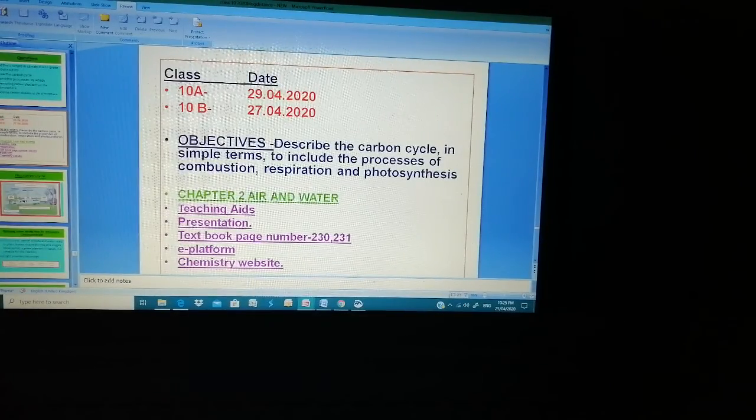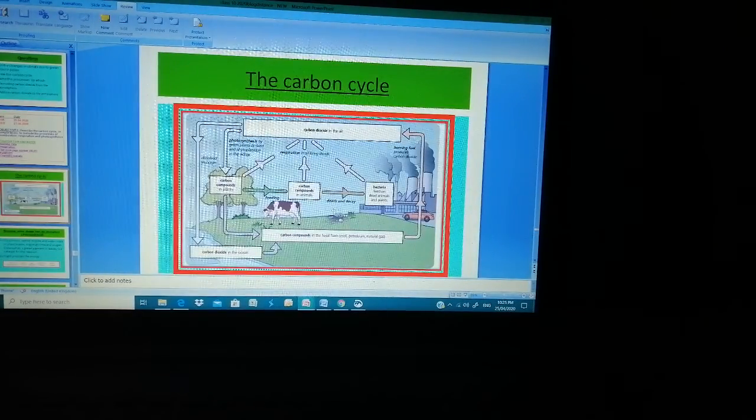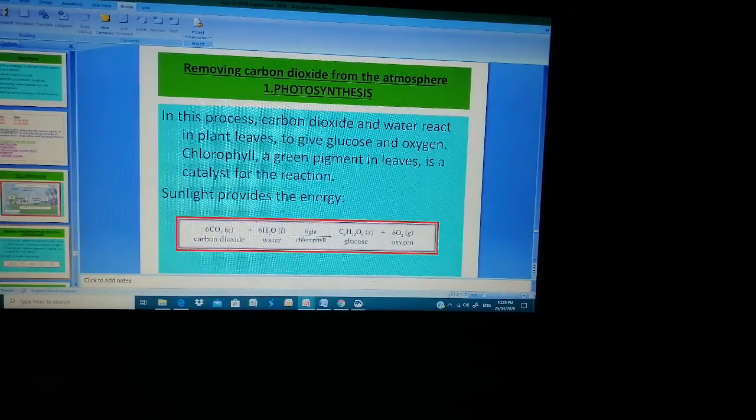Hi students, today's topic is the continuation of the carbon cycle which we saw in the last class. There we have studied different processes. Now we will see in detail. This was the carbon cycle which we did in the last class, and now we will see each process which helps to remove carbon dioxide and to add carbon dioxide to the atmosphere.